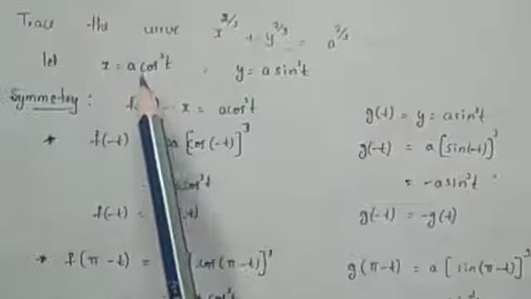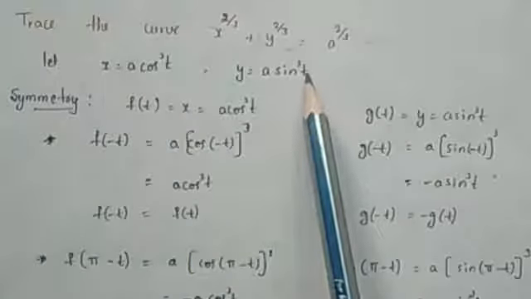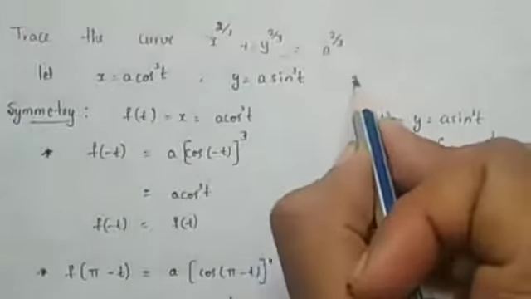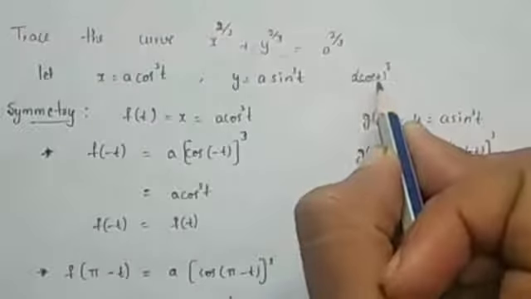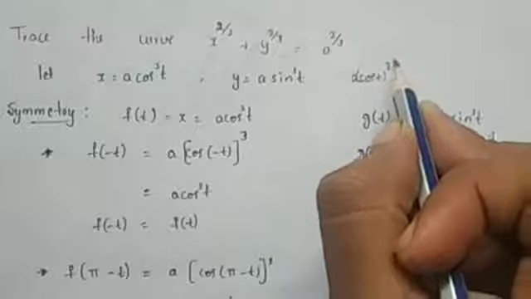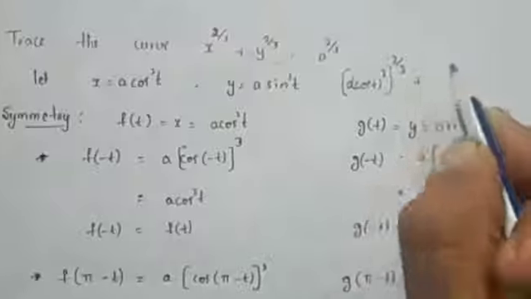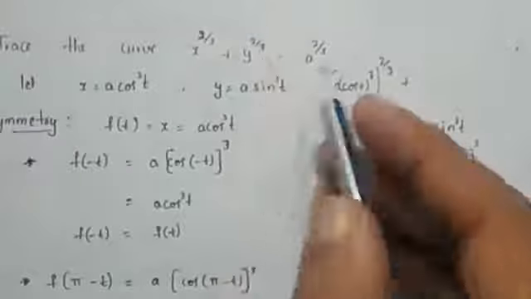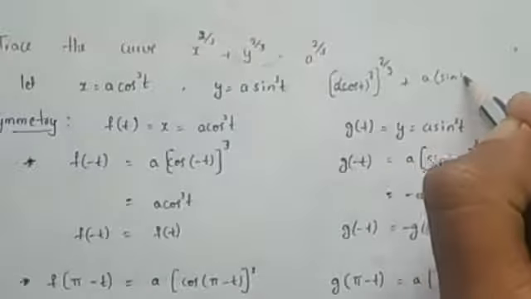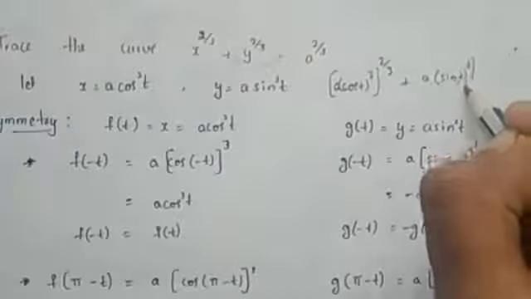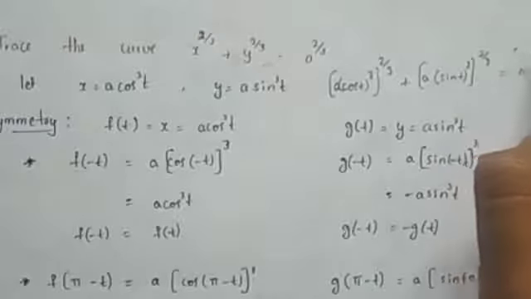Put x = a cos³t and y = a sin³t. What do we get? (a cos³t)^(2/3) plus y, which is a sin³t, that is (a sin t)³ raised to the power 2/3, which is equal to a^(2/3).